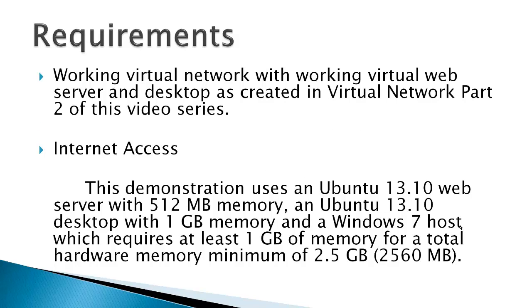Requirements would be a working virtual network with a working virtual web server and desktop as created in Virtual Network Part 2 of this video series, Internet Access. This demonstration uses an Ubuntu 13.10 web server with 512 megabytes of memory, an Ubuntu 13.10 desktop with 1 gigabyte of memory, and a Windows 7 host, which requires at least 1 gigabyte of memory, for a total hardware memory minimum of 2.5 gigabytes. So your host machine should have at least 2.5 gigabytes to get this to run.